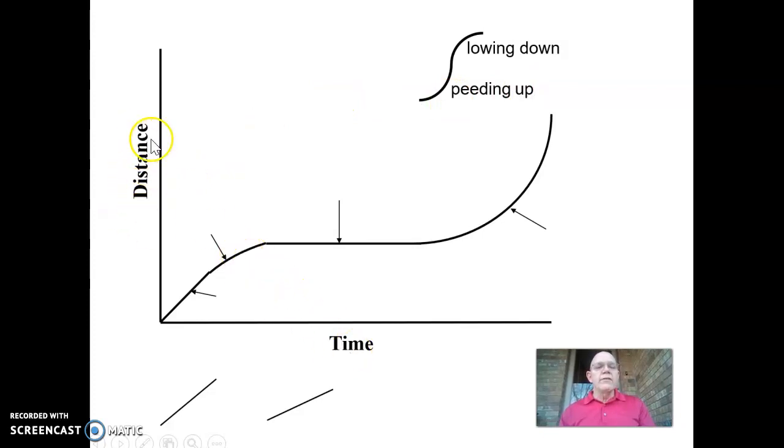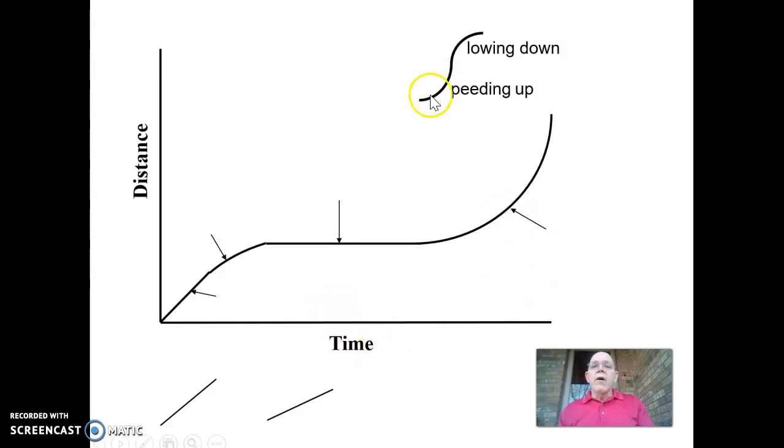We said distance is the rise, or the y-axis, and time is on the x-axis, which is the run, okay? So rise over run gives you the slope of the line. We'll talk more about that in a minute. Basically, distance over time is rise over run, and it tells you the slope of the line. So d over t is also speed. So speed is equal to the slope, and we'll talk about what that means in a minute.